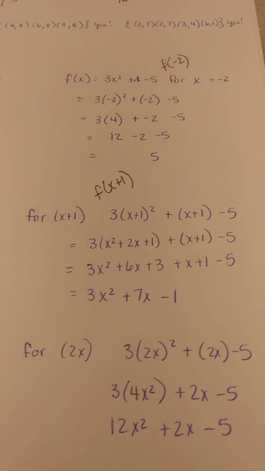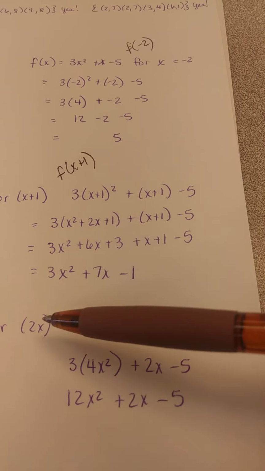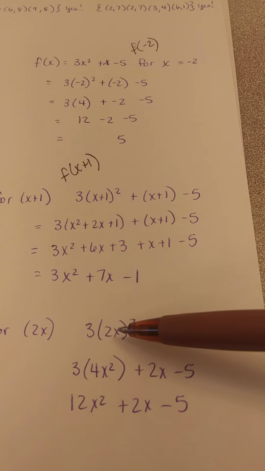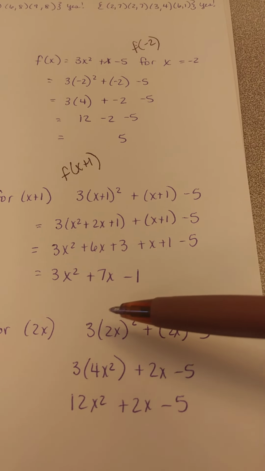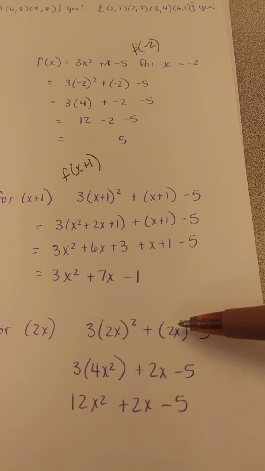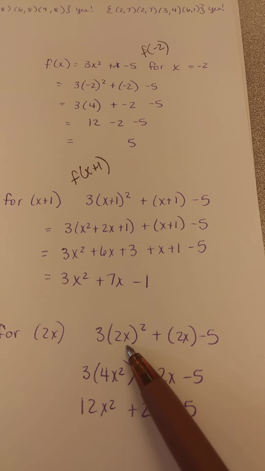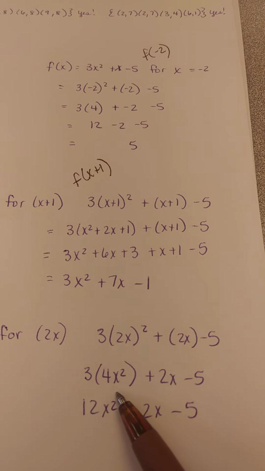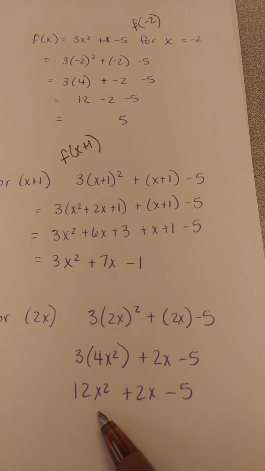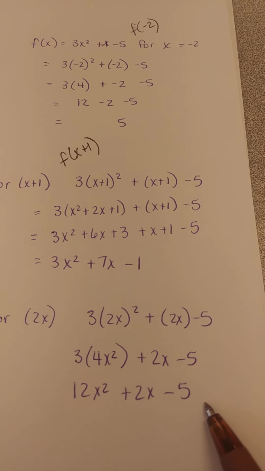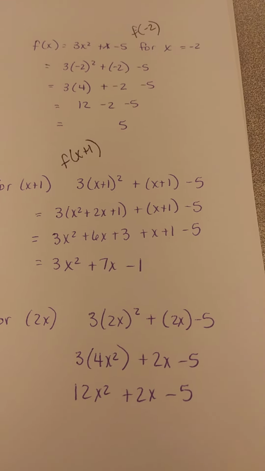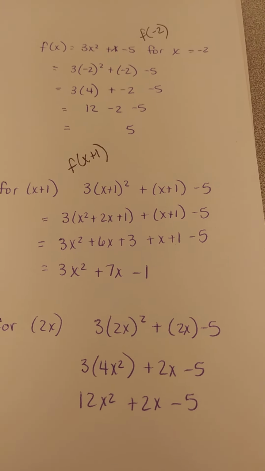And last example I did, I found f of 2x. So I put 2x in every time there used to be an x. 2x, 2x, and then I get 2x squared is 2x times 2x, which is 4x squared. I multiplied that by the 3. And then this is as far as I can simplify because none of those are like terms. All right, that's all that's in this section.